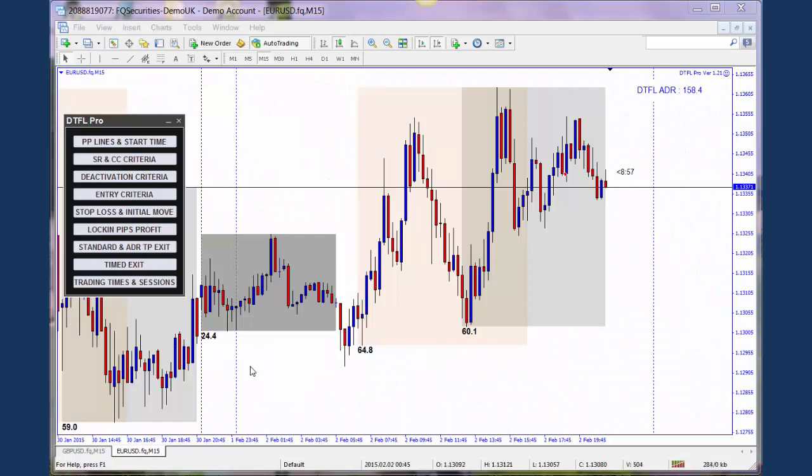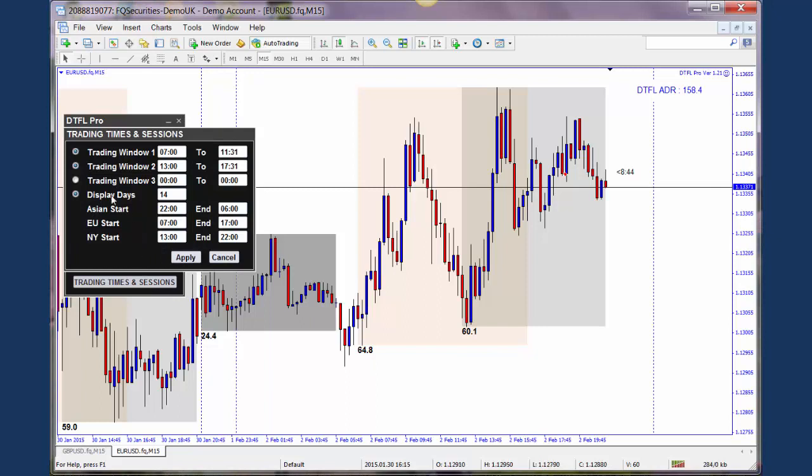So now I'm going to come to the last input screen that appears on the chart, and that's the one at the bottom here, the trading times and sessions input screen. So let's open it up. As you can see, there's a number of inputs. I'll just run over what they all mean.